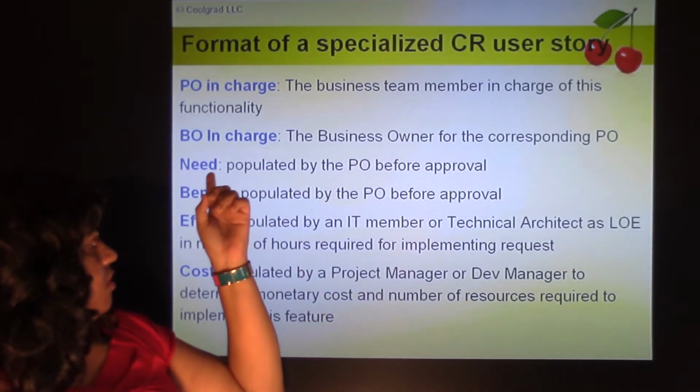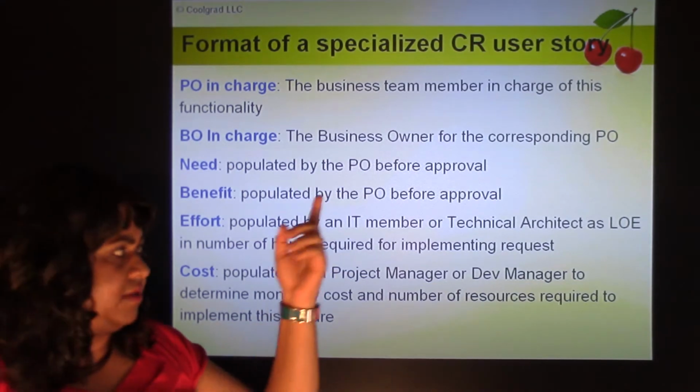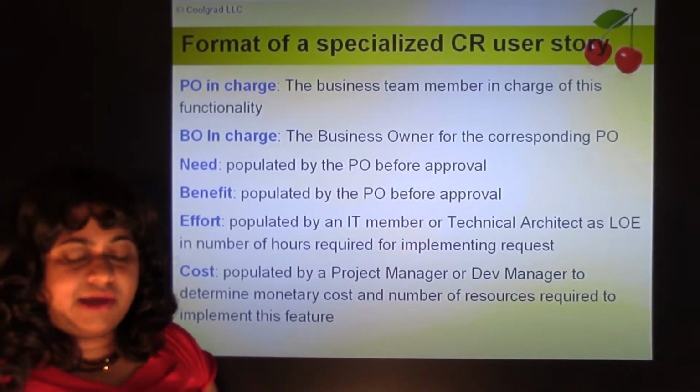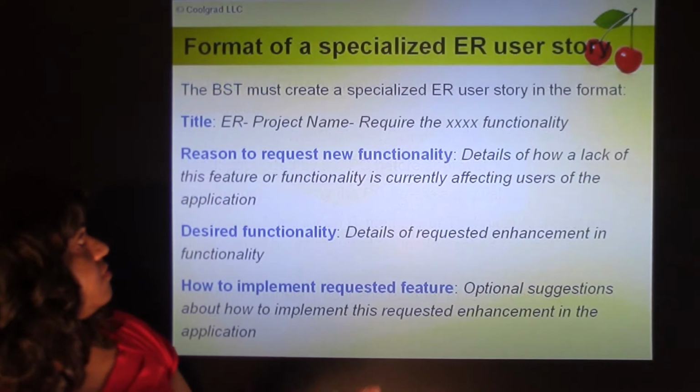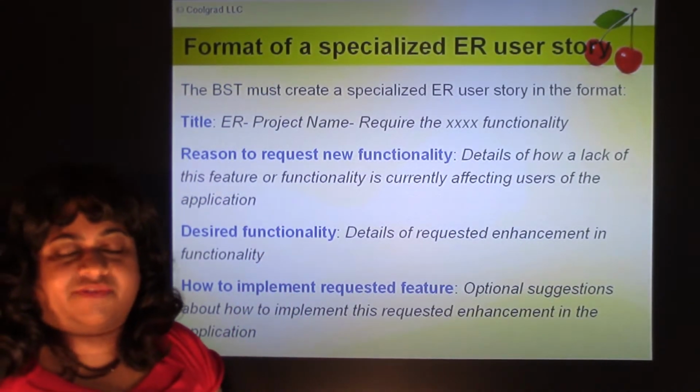So we do cost, benefit, need, effort. This entire analysis is done by the product owner, okay? And then what does the product owner do? He gives it to the business owner for next level of approval if required.